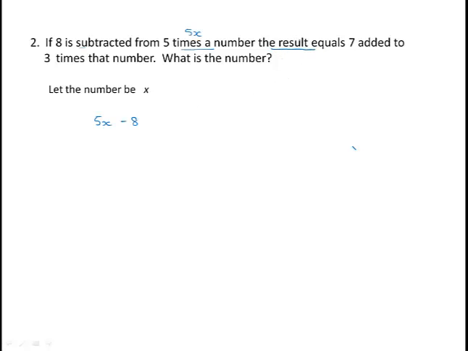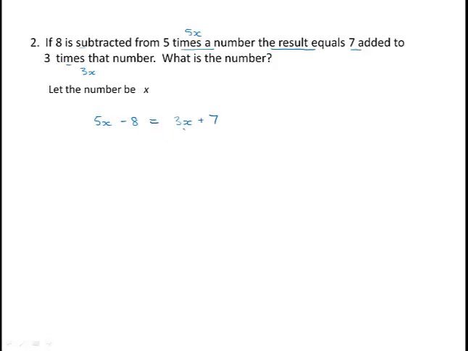The result equals, so this is our answer, 7 added to 3 times that number. 3 times the number would be 3x, and we need to add 7 to that. So our equation equals 3x plus 7.